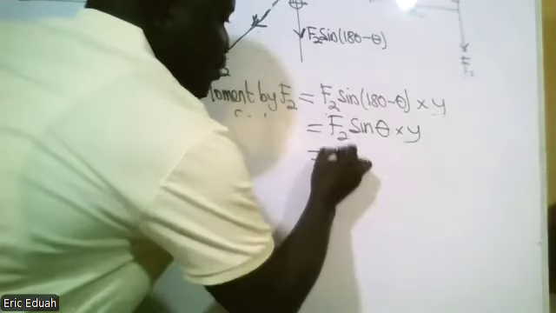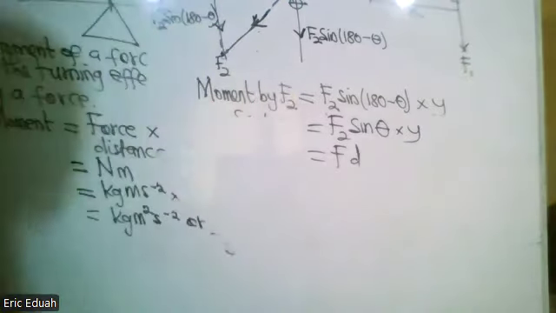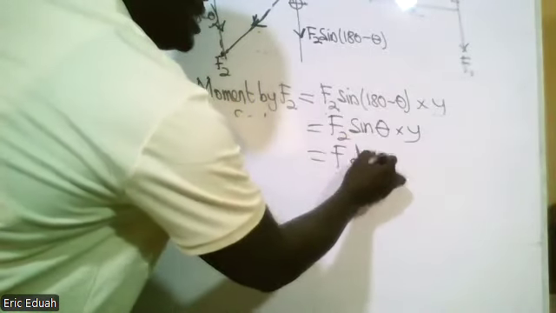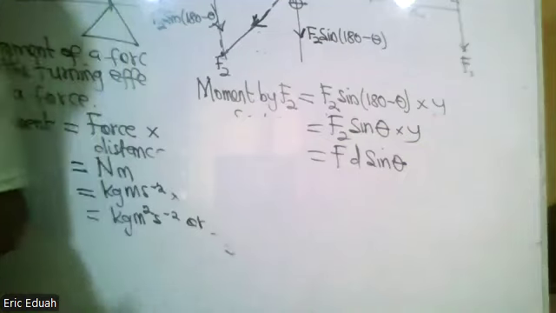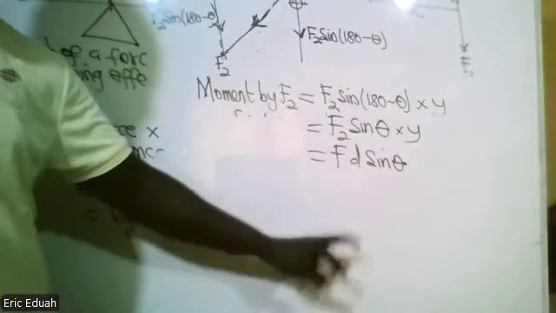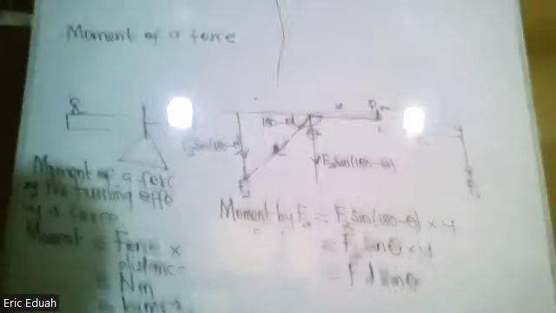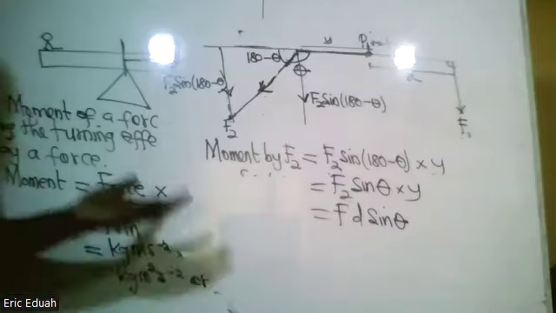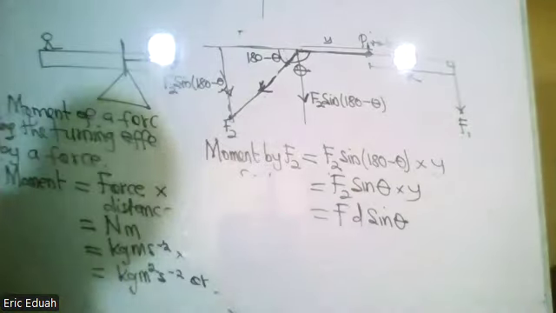So when you are given any distance d acting at an angle theta, the product of the moment is F d sine theta. That is basically what it means. Where F is the force, d is the distance, and sine theta is the sine of the angle. So when a force acts at any angle to a pivot, this is how to calculate the moment.